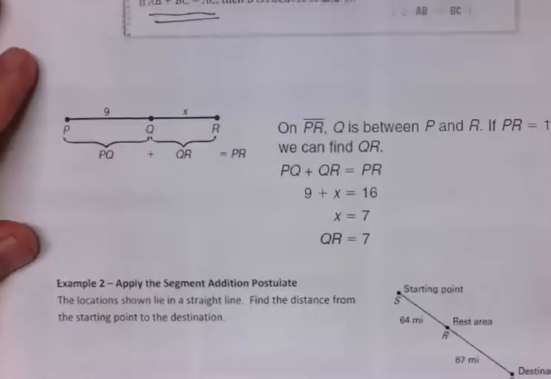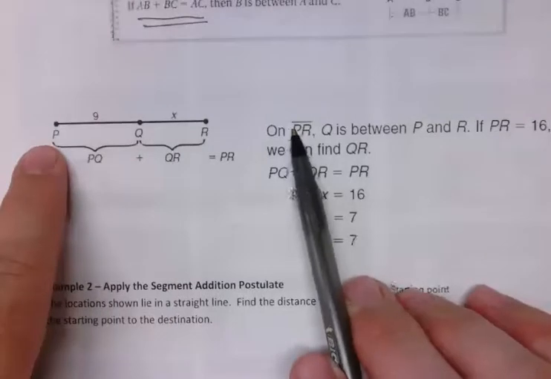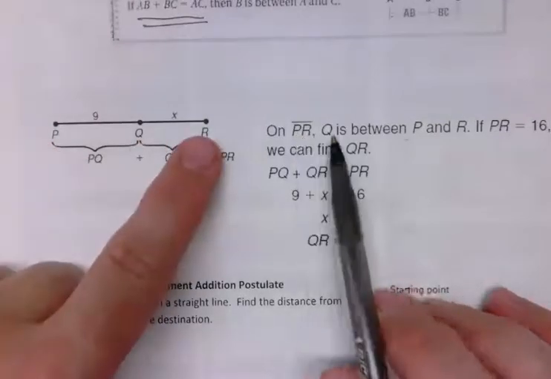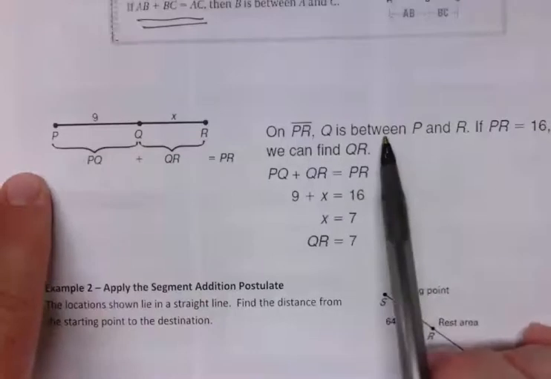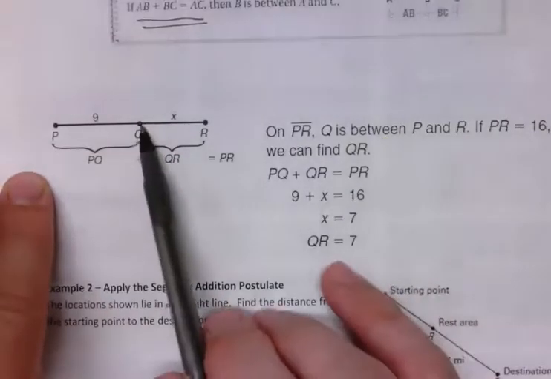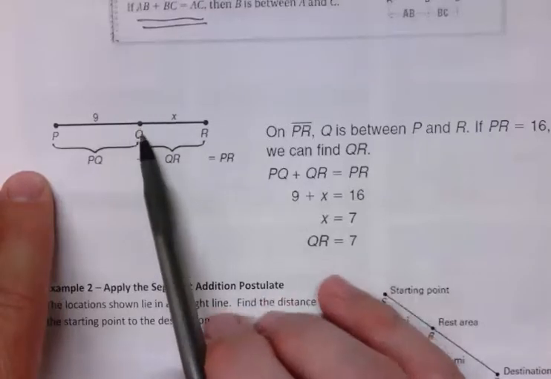So here you go. Example number 1. Segment PR, there it is. Q is between P and R. Now, just because it says between doesn't automatically mean it's smack dab in the middle. You could almost look at this and say, oh, it looks kind of like it's in the middle, but there's no guarantee. So unless you know for sure, you cannot assume that it's in the middle.